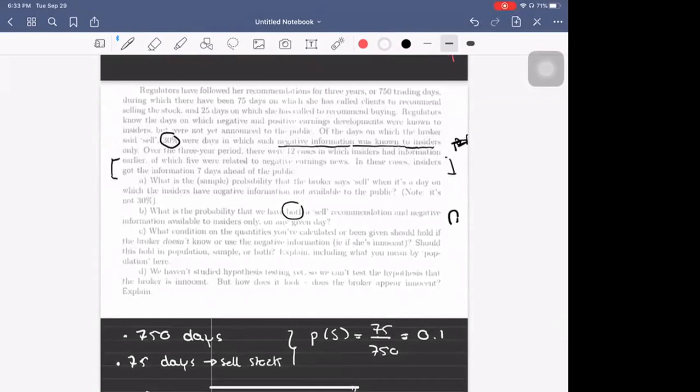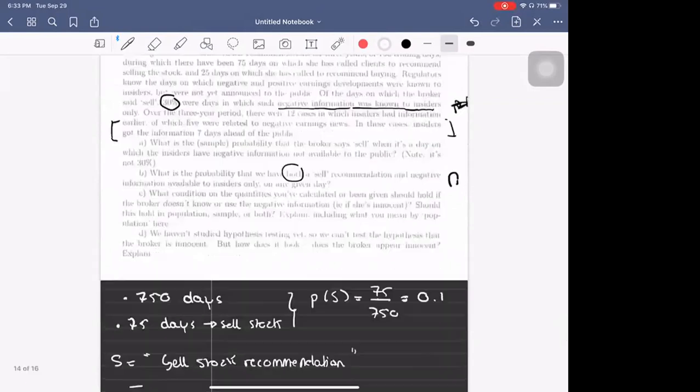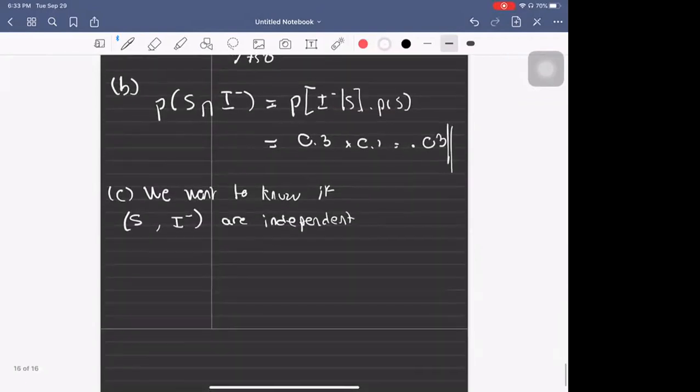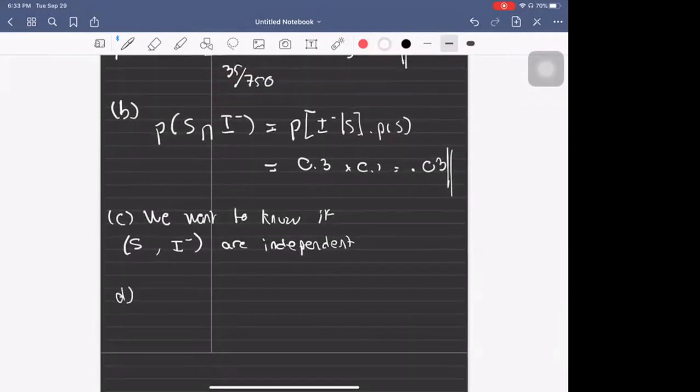So anyways, question E, or D, I don't remember, just asks us to formulate that numerically. So how can we see if that's the case? You want to see, obviously, if P of S intersect I bar is equal to P of S times P of I bar.